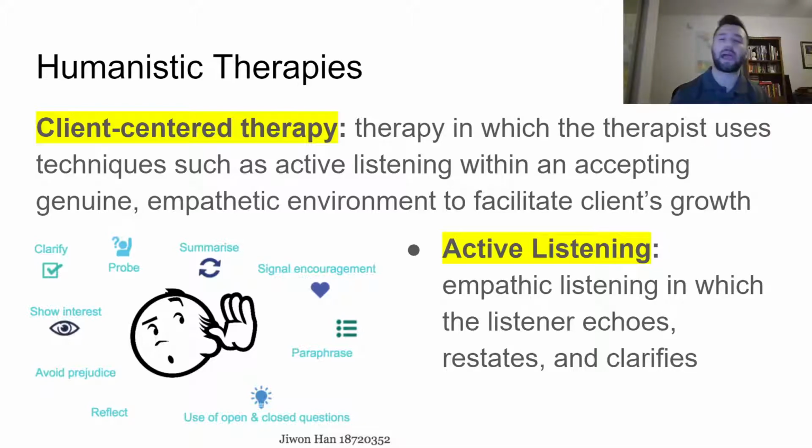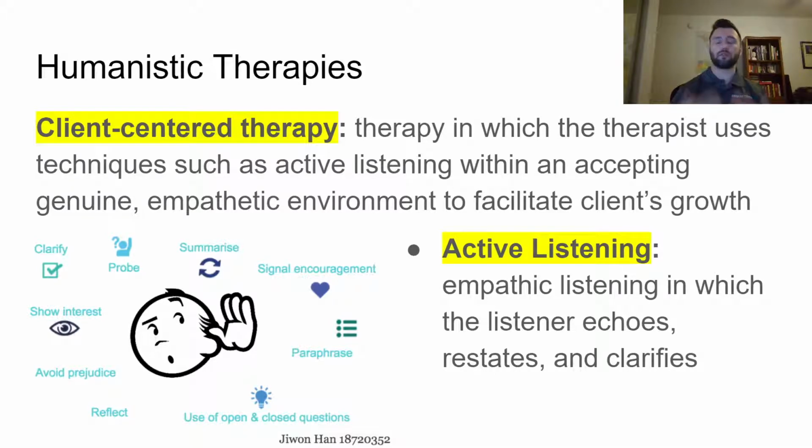They're also going to use active listening. Active listening isn't a kind of therapy. It's more of a tactic that we would use. So what it is, is empathetic listening, in which the listener echoes, restates, and clarifies. So a really simple example of this is, someone's telling you a story, maybe something happened, and they're really upset about it. So as they're telling the story, there's a few things you're going to do, right?